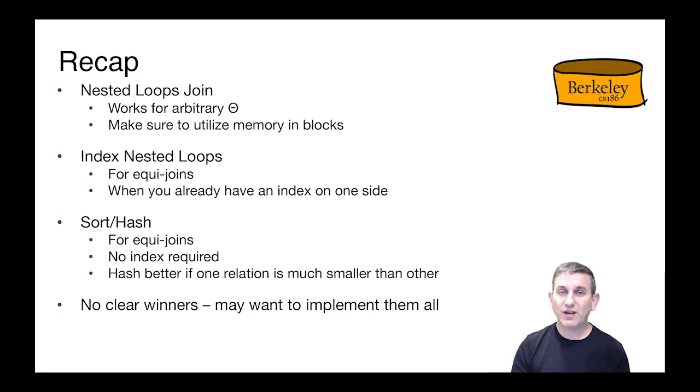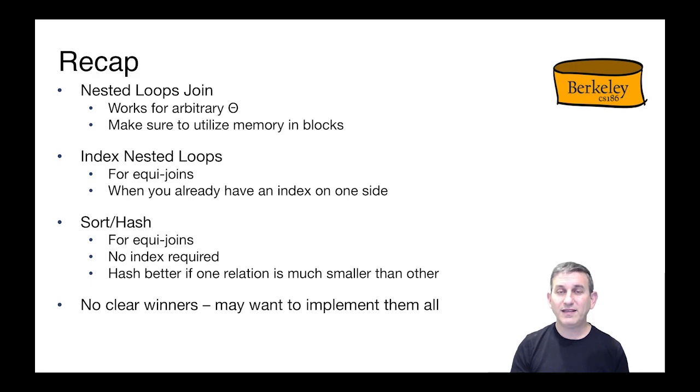Sorting and hashing work for equijoins only as well. They don't require an index. In some sense, hash join builds an index on the fly, if you will, a special kind of join index. Hashing is better if one relation is much smaller than the other, right? You don't have to sort the bigger relation or hash the bigger relation with hashing, whereas with sorting you have to sort both relations. Amongst all of these, there are no clear winners.